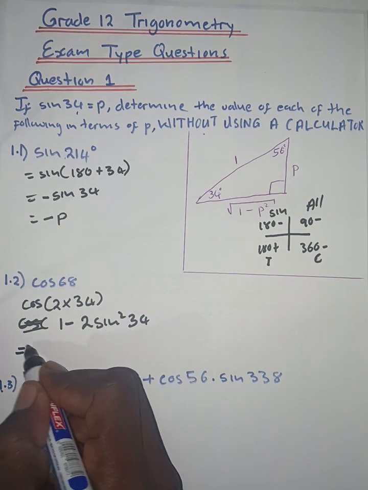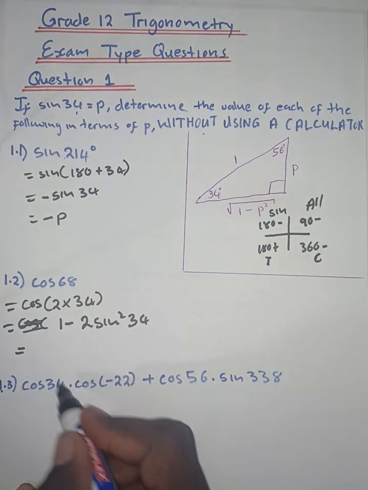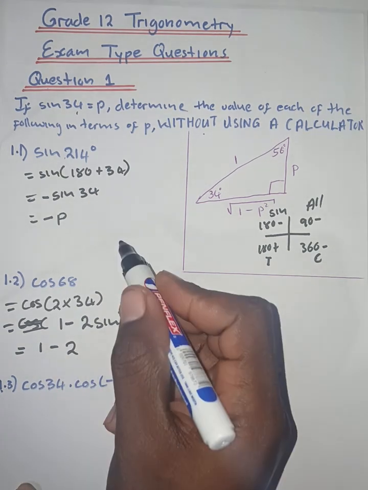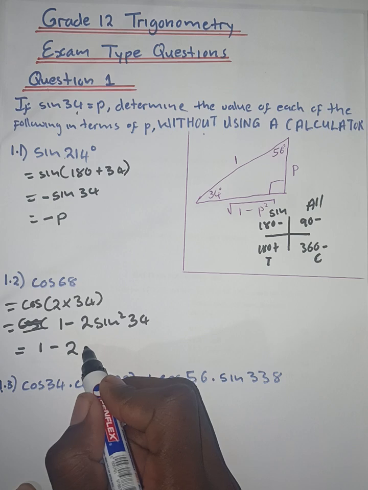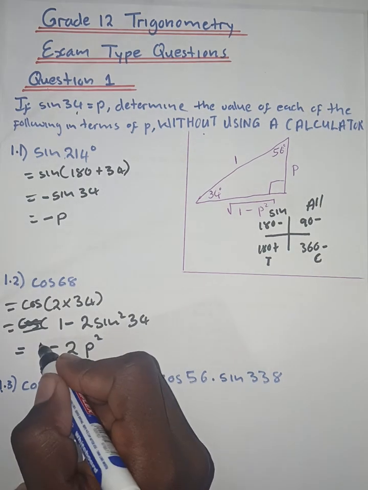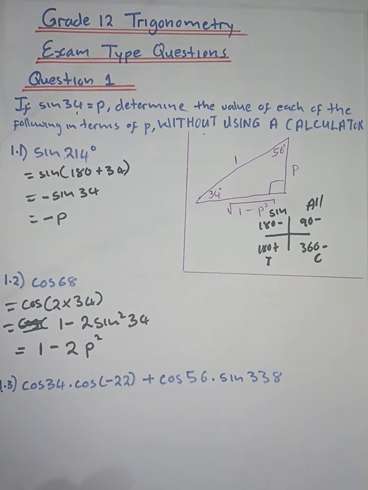In this case, this would be equal to 1 minus 2 times sine of 34, which we know is p. But we squared that, so this would be p squared. So that would be the value for cos of 68 in terms of p.